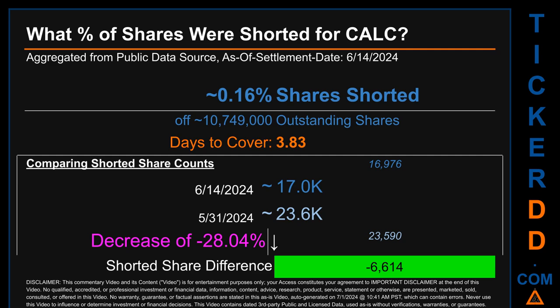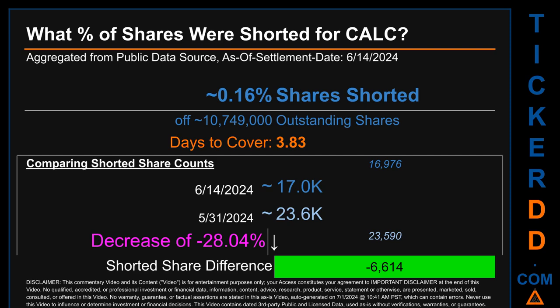What percentage of shares were shorted for CALC for the 2-week period ending on settlement date June 14, 2024? About 17,000 shares of CALC were shorted out of a total of approximately 10.7 million outstanding shares. Therefore, for CALC, based on as-is discovered public data when this video was generated, the ticker has a short interest of roughly 0.16%, which I got by taking the number of shorted shares and dividing it by the number of outstanding shares to get the percentage value. Days to cover is 3.83.